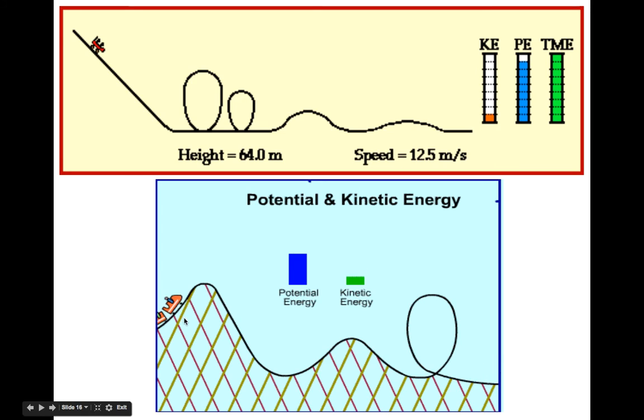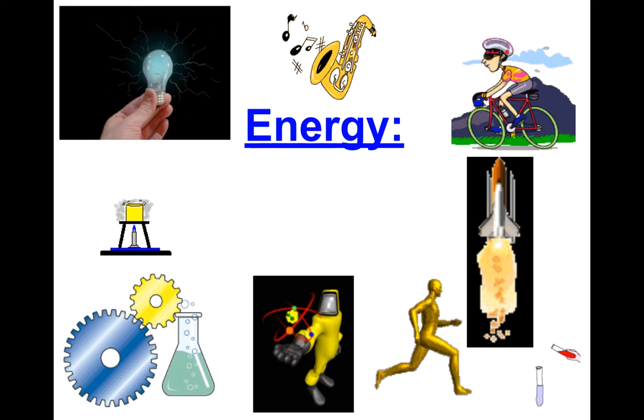Down below, same thing here. We've got lots of potential. It releases, and you get lots of kinetic. And so we've got that inverse relationship occurring. And that's it.